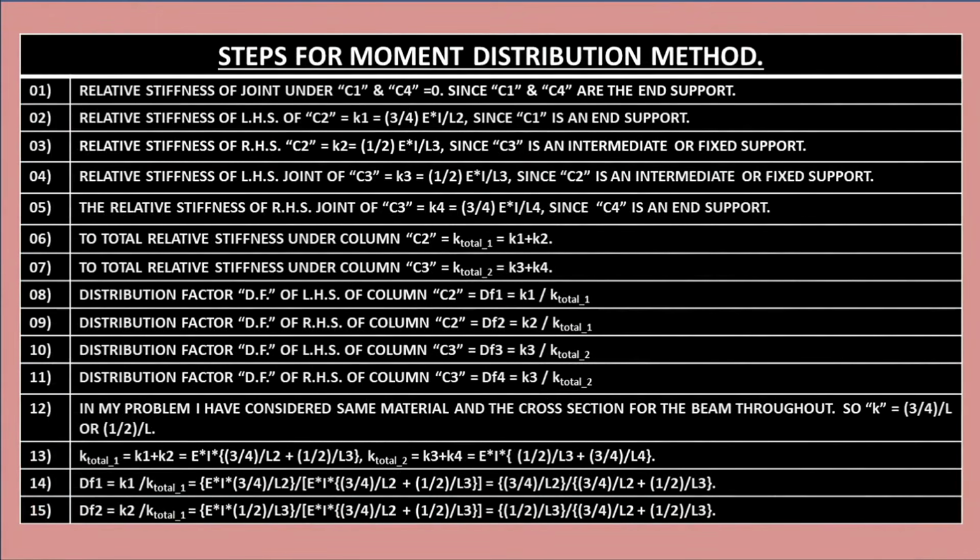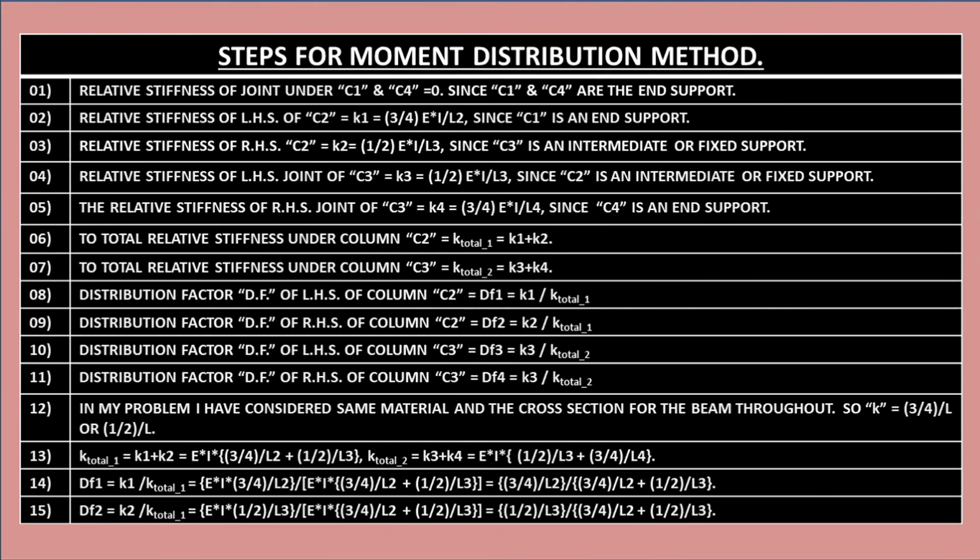Steps for moment distribution method. Relative stiffness of joints C1 and C4 is equal to 0, since C1 and C4 are the end support. Relative stiffness of left hand side of C2 is equal to K1 is equal to 3/4 EI by L2, since C1 is end support. Relative stiffness of right hand side of C2 is equal to K2 is equal to half EI by L3, since C3 is an intermediate or fixed support.